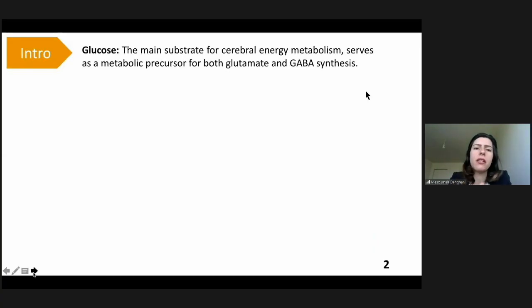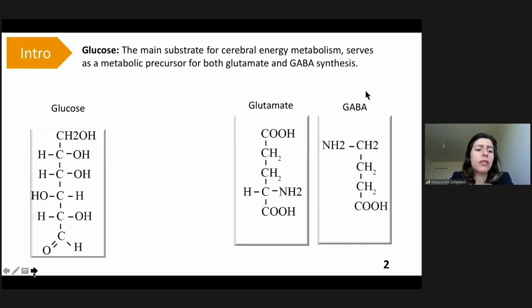Glutamate and GABA are the main excitatory and inhibitory neurotransmitters in the brain, and glucose, which is the main substrate for cerebral energy metabolism, serves as a metabolic precursor for both glutamate and GABA synthesis. NMR combined with infusion of C13 labeled substrates such as glucose can be used for detecting the metabolism of these two metabolites. For example, when glucose is labeled at position 1, the label enters the TCA cycle, and glutamate will be labeled at position 4, and GABA will be labeled at position 2.